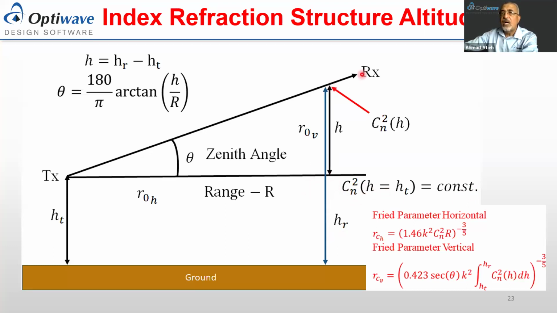However, if you start to have the receiver and transmitter at different altitudes, then there is another component of CN, which is a vertical one. And this vertical one is going to be defined with a new parameter we added into this component. It's called the Fried parameter. And this Fried parameter is going to be calculated using these two equations.